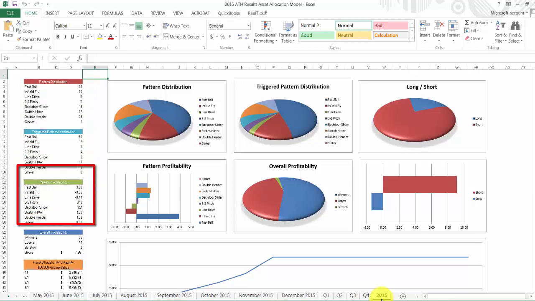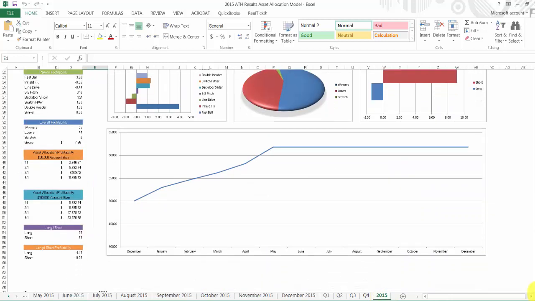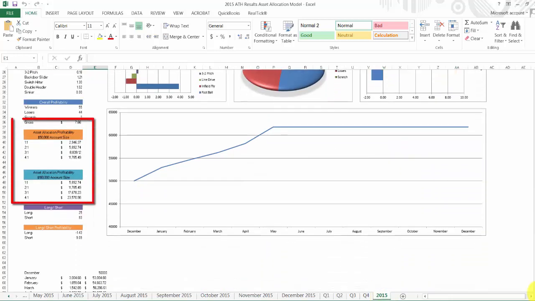Go down to the pattern profitability and we see exactly how they're doing for the year so far. Infield fly hasn't done so well. That's okay because we're making it up other places. Line drive, same thing. But all the other patterns have been profitable over the course of the year. $7.66 per share traded. And if we move down to the asset allocations, we see that for the year, the Around the Horn trading plan is up 23.57%. That's for the core portion of the plan only.